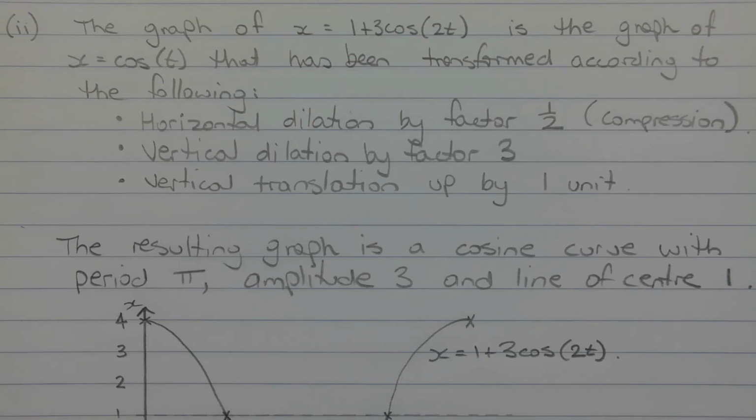And because the amplitude now is 3, 3 cos 2t will swing from negative 3 as its minimum to positive 3 as its maximum, rather than from negative 1 to positive 1. Finally, we have a vertical translation upward by 1 unit. So the entire curve, without changing the shape of the curve, is just being moved up by 1 unit. And that's because of this plus 1 that's going on here.